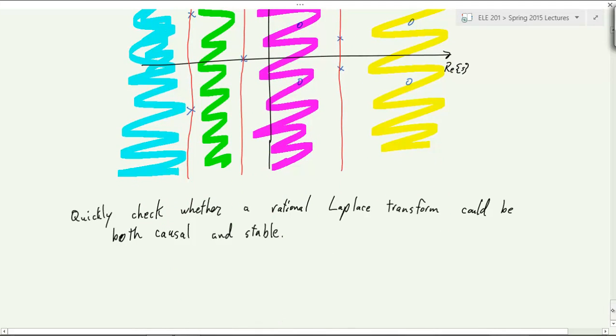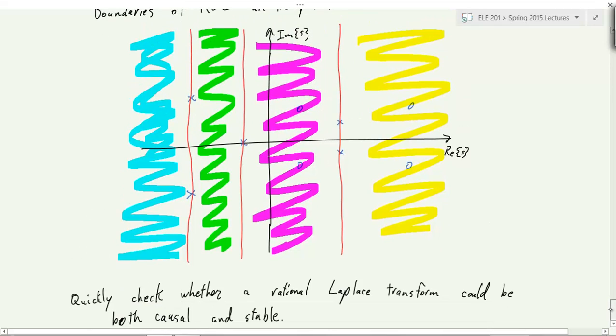And what that means is, now what do we know if the system is causal? Then we know that means its impulse response is right-sided. That means it cannot have a right boundary to its region of convergence. So the only one of these 4 signals that could be causal is yellow. The reason I say could be causal is because we know causal implies right-sided. Right-sided doesn't imply causal. Okay, the only one that could be causal is the yellow one here.